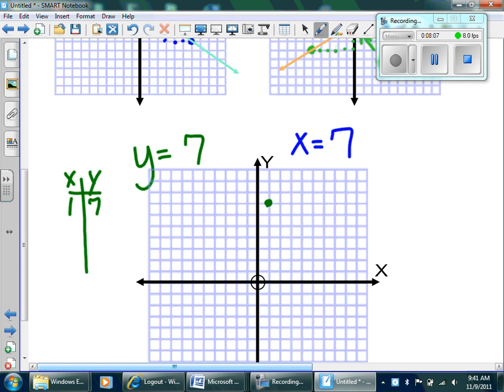Okay, I need another x. Well, maybe I'll take 2. Y equals 7. Y must be 7. So 2, 7 would be right there. Maybe I'll pick a negative, -5. But the equation says y equals 7. So y is always 7. So 1, 2, 3, 4, 5.